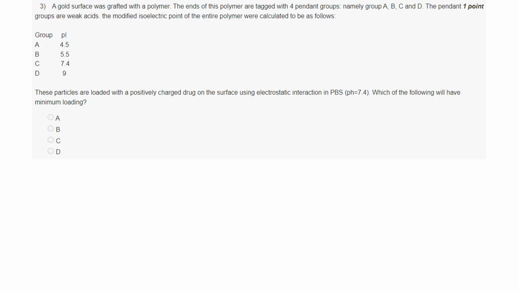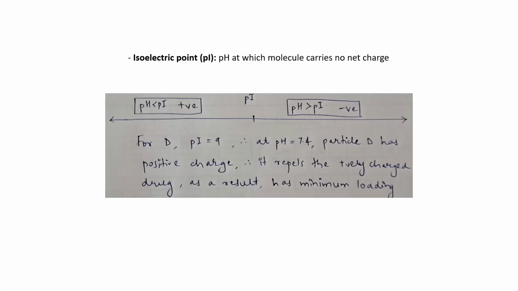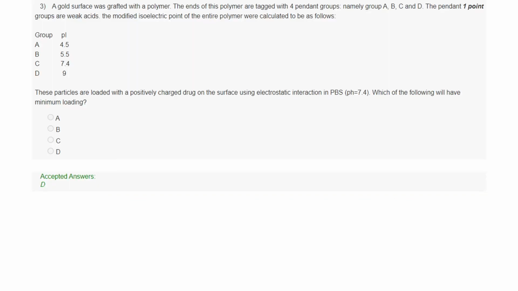So since your drug is positively charged, the polymer which will be positively charged at this particular pH will have the least loading. And as you know, isoelectric point is the pH at which the molecule carries no net charge. If your pH is above the isoelectric point, the molecule will be negatively charged. If your pH is below the isoelectric point, it will be positively charged. So amongst these options, only option D has an isoelectric point of 9, for which the surrounding pH is lower than the isoelectric point. As a result, only D polymer will be positively charged.